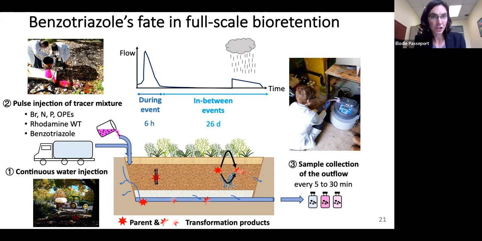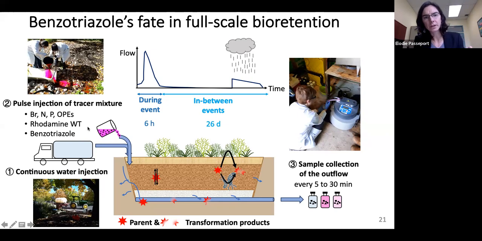And then we did a pulse injection of a tracer mixture. So this is the pulse injection, a bucket that you pour at the inlet of the system in a short period of time compared to the total length of the experiment. And in this tracer mixture, we had bromide as a water tracer so that we could check the hydrology and the hydraulic functioning of the system. We injected rhodamine WT, which is a dye that gives this bright pink color.